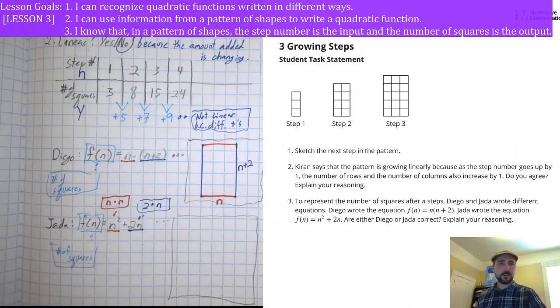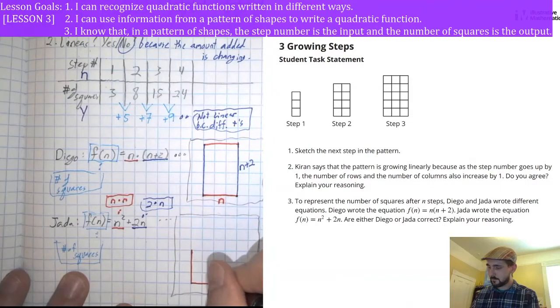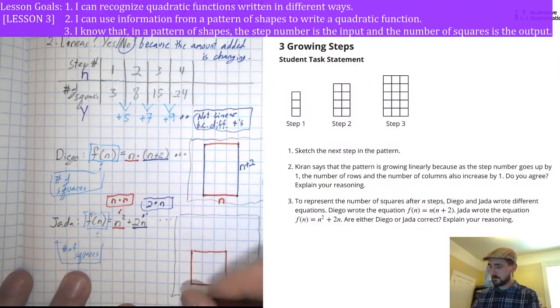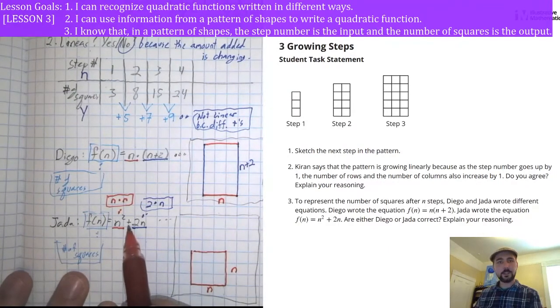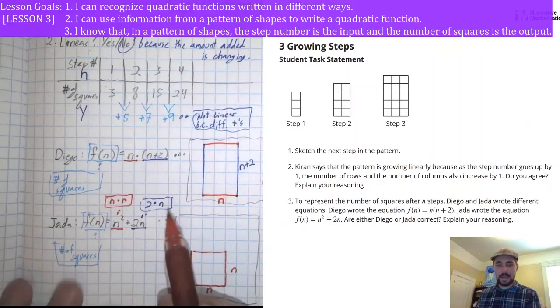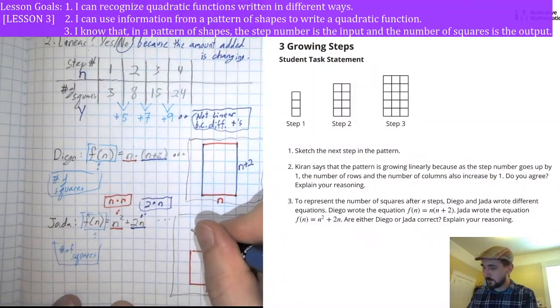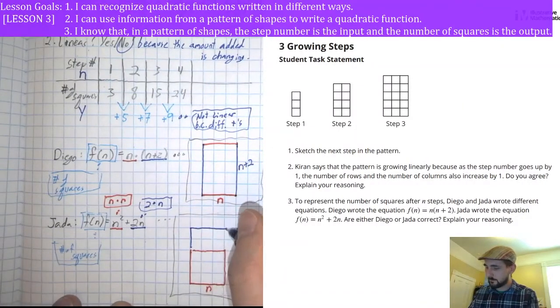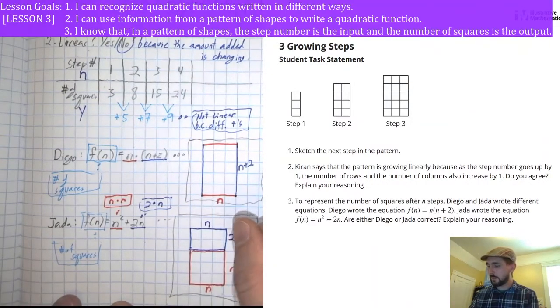So it looks like Jada is imagining an n by n square, and she is adding it to, or attaching it to, a rectangle that is 2 by n. Right, so either 2 across and n up and down, or n across and 2 up and down. And I'm going to do it the other way, and maybe you'll see why in a second. So n across, but only 2 up and down.